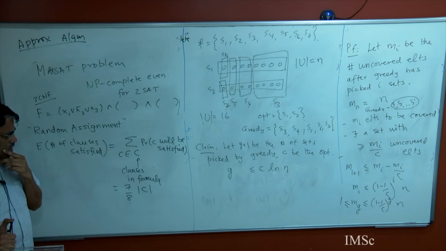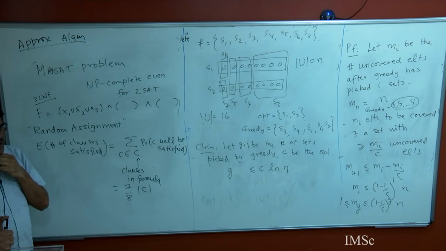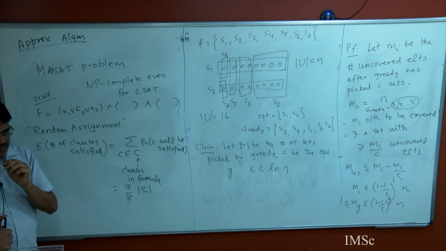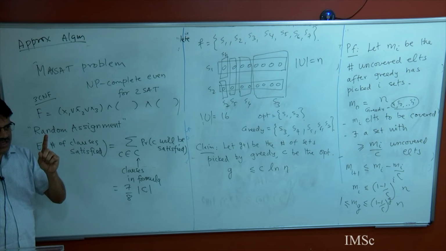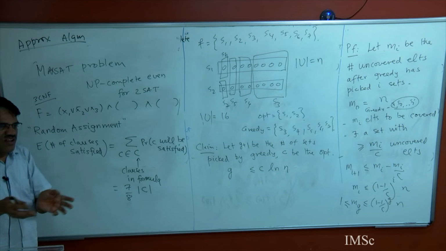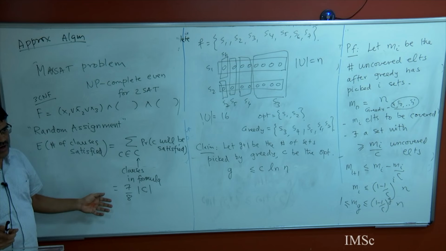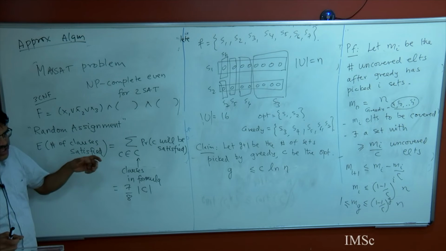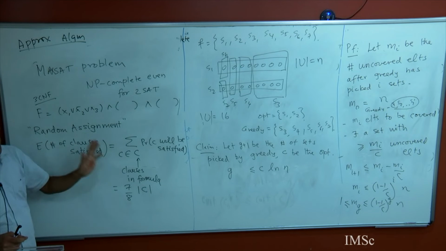But if it's a general SAT, I don't tell you 3-CNF. A clause can have even one variable. Then what would be the probability? Well, whatever the length is, 1 minus 1 over 2 to the power of the length. If the length is 1, it's only half. So you can only say you can satisfy at least m/2, half the number of clauses. So that's a ratio half approximation. This can be de-randomized, and improved using linear programming and all that.